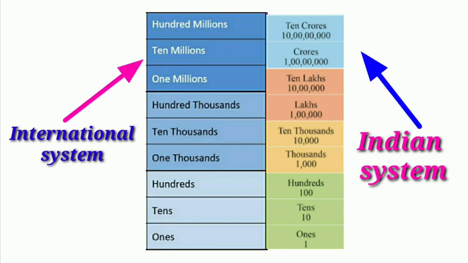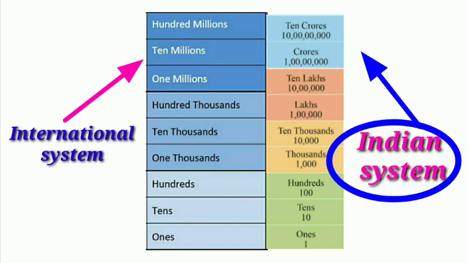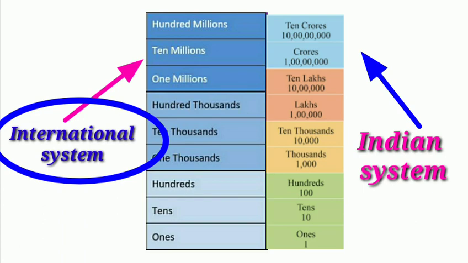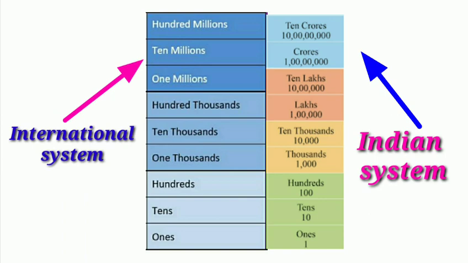Okay children, in previous class, what we have learned? Okay, very good. Indian system we have learned. Today we are learning international system. So what is the difference between these two systems? Do you know? Okay. Shall we compare these two systems? You see the place value chart. So observe these.